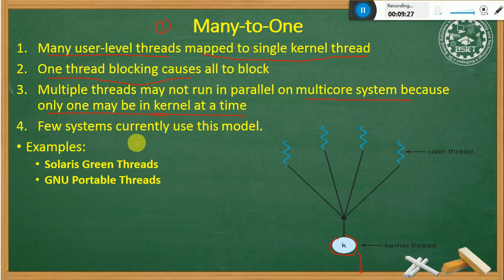In a few systems like Solaris green threads and GNU portable threads, this many to one approach is used. In many to one, you can write down the definition: multiple user threads have a single kernel thread. If one thread is blocked, all threads are blocked. Only a single thread can be executed at a kernel time, so a multi-core system cannot get parallelism. Examples of many to one models are Solaris green thread and GNU portable thread.